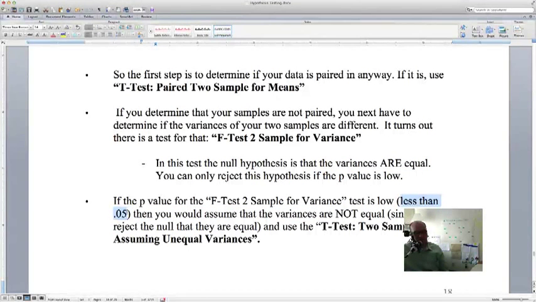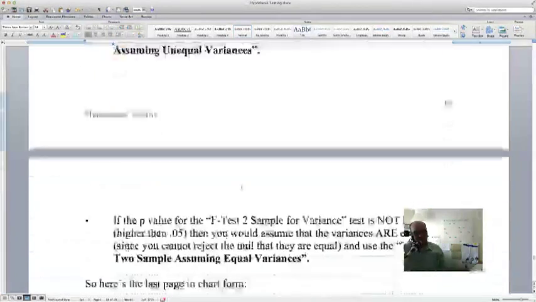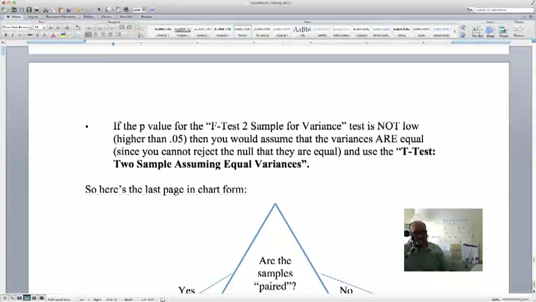So if the p-value for the F-test for 2-sample variances is low, and we're going to say less than 0.05, we'll always use that, then we assume the variances are not equal, since you can reject the null that they are equal, and use the T-test 2-sample assuming unequal variances. If the p-value for this F-test is not low, that's higher than 0.05, then you'd assume the variances are equal, since you cannot reject the null hypothesis that they are equal. So we use the T-test 2-sample assuming equal variances.